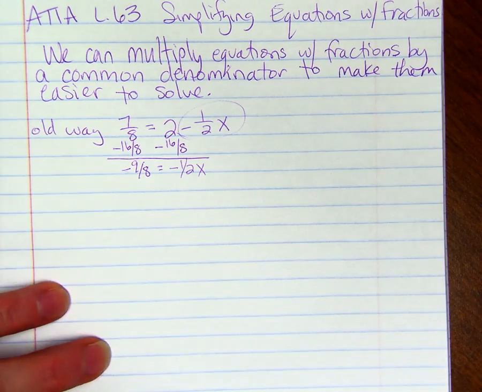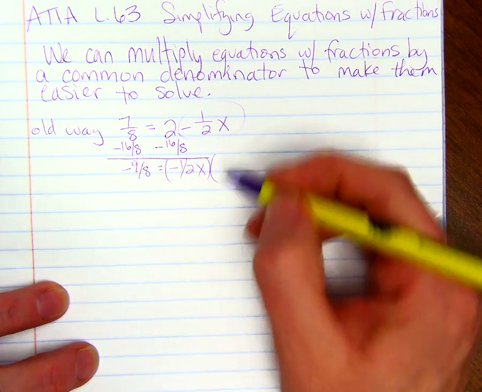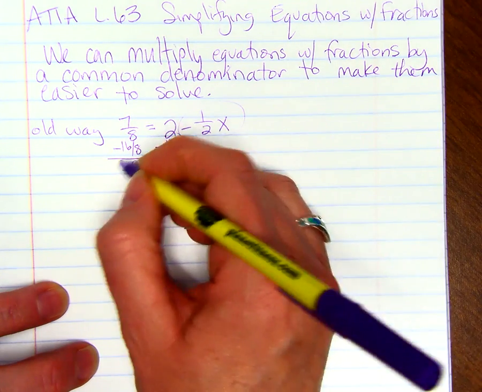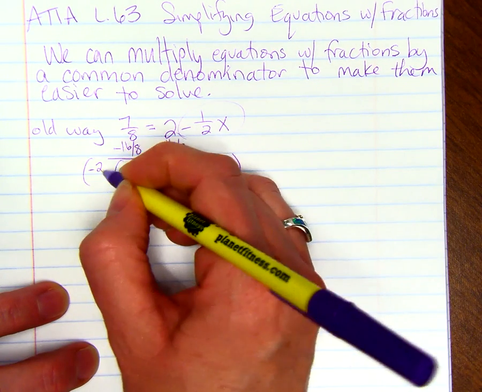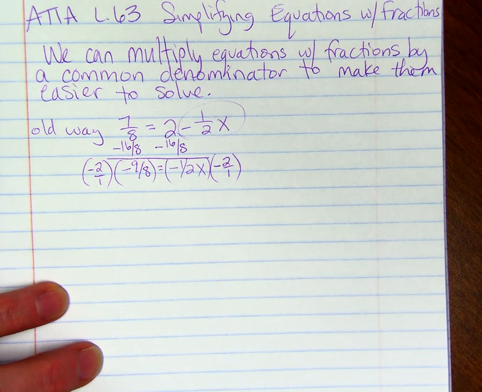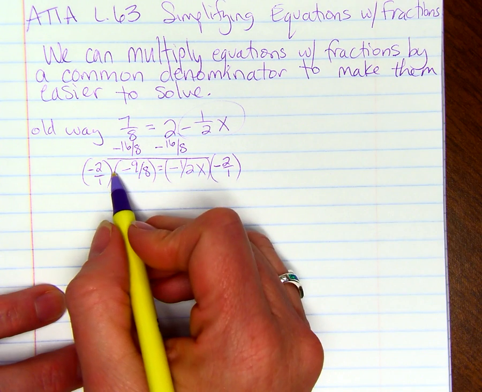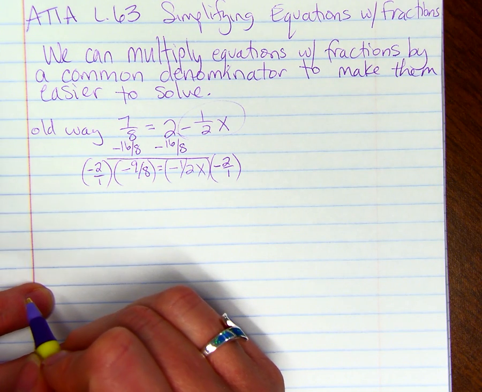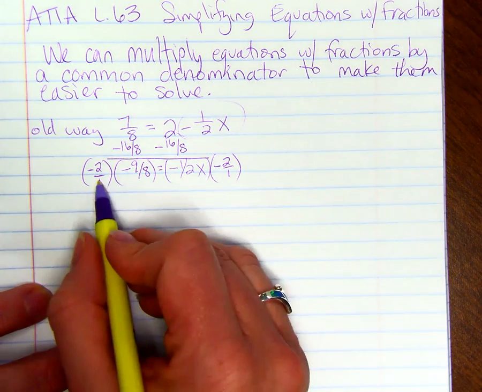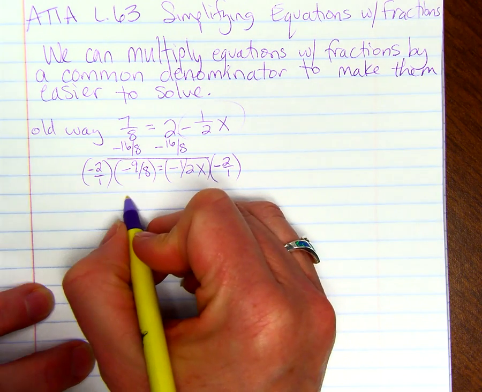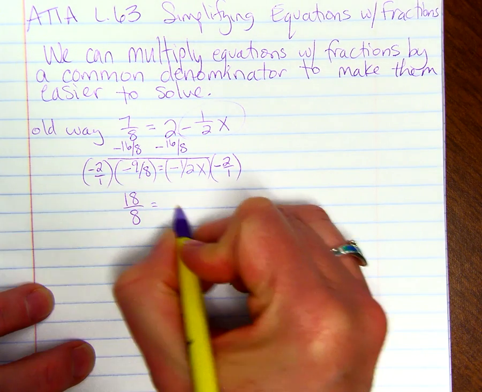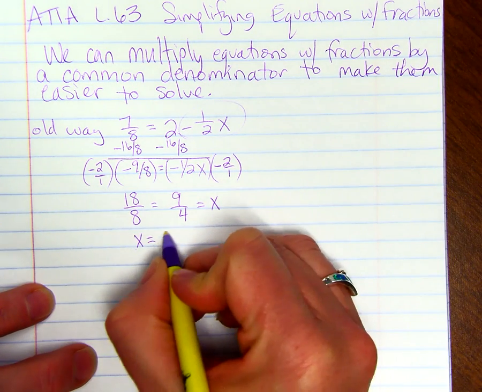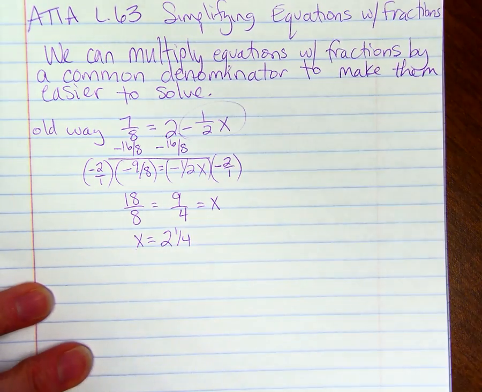Now we're going to multiply both sides by the reciprocal of negative 1/2, or negative 2 over 1. So we're going to multiply by negative 2 over 1. And we get 9 times 2 is 18/8. So 18/8, which is 9/4, and that equals x. So x is 2 1/4.